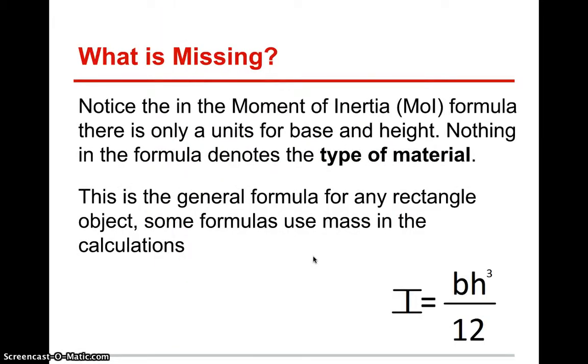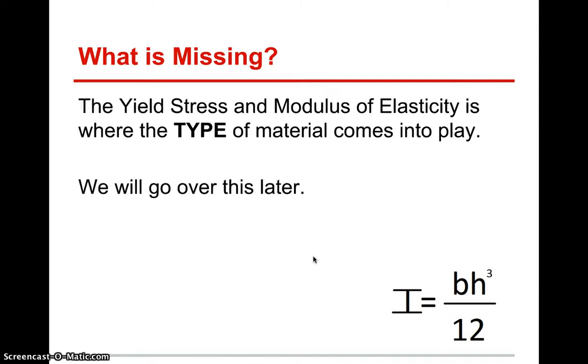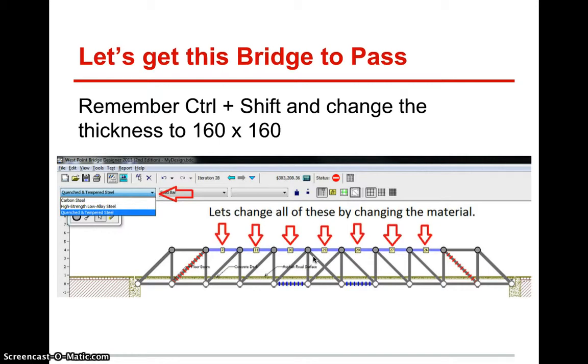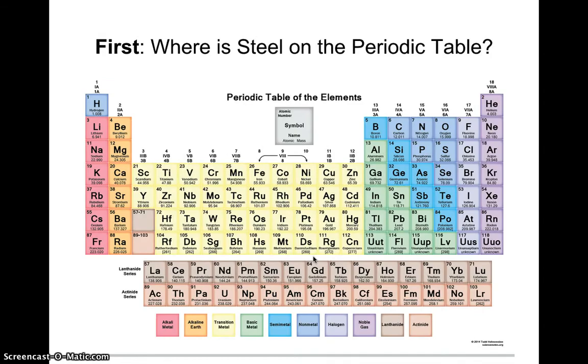Now, notice the moment of inertia formula. There's only units for base and height. Nothing in the formula denotes the type of material. This is the general formula for any rectangular object. Some formulas use mass in the calculations. Now we're going to be looking at what these words mean, all right? So we're going to start looking at materials. We have 3 types of materials: quenched and tempered steel, carbon steel, and high-strength low-alloy steel. Okay? And each one has a trade-off. Let's focus now on what would be the best materials.